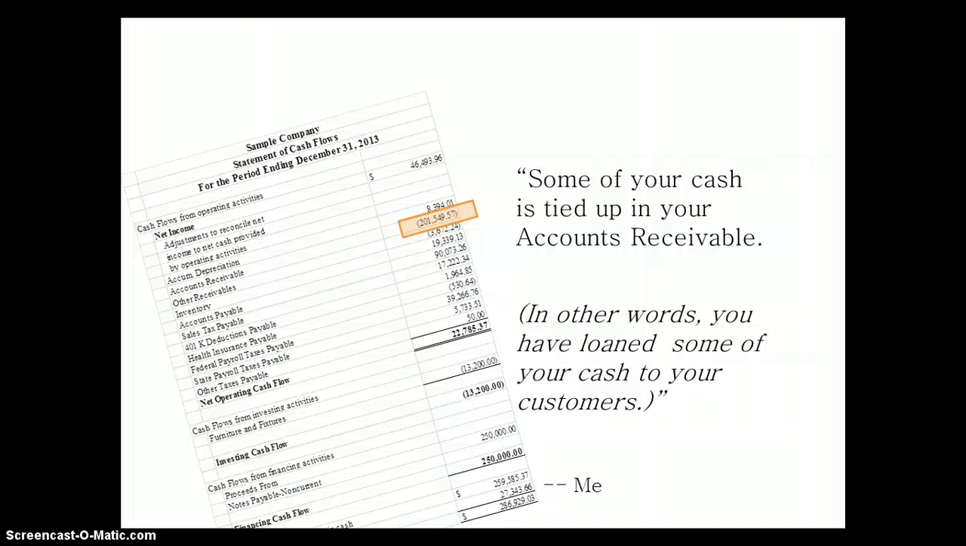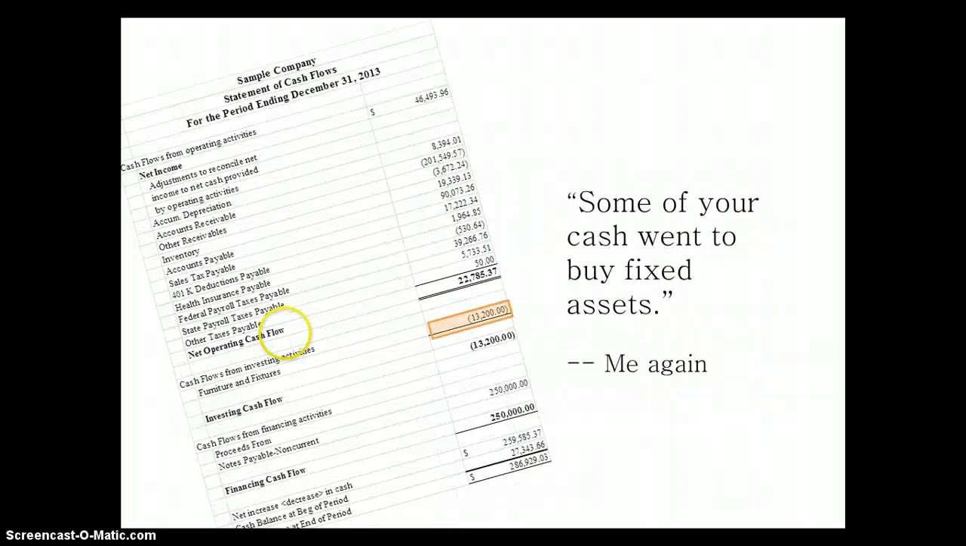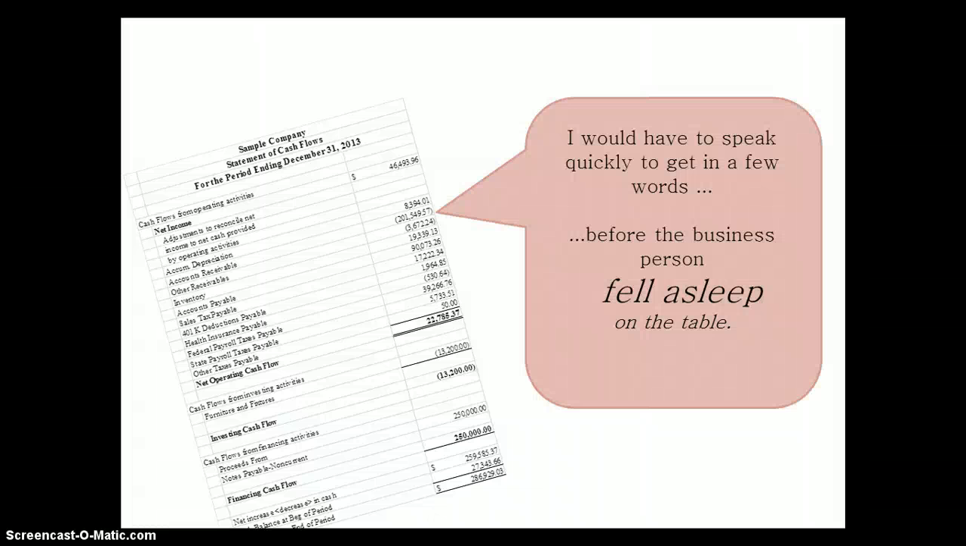Some of your cash is tied up in your accounts receivable. In other words, you have loaned some of your cash to your customers. That's what I would say. Some of your cash went to buy fixed assets. Me again. I would have to speak very, very fast in order to get a few words in before the person I was talking to fell asleep on the table.